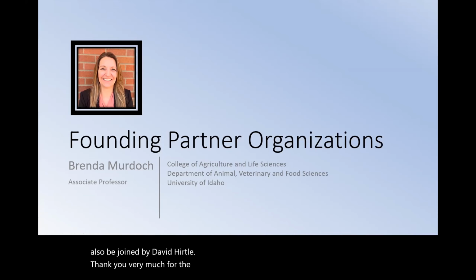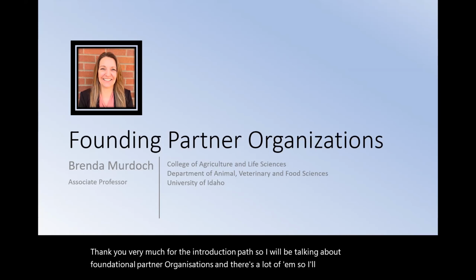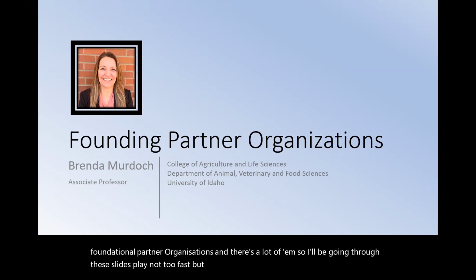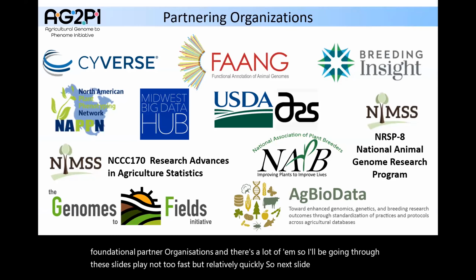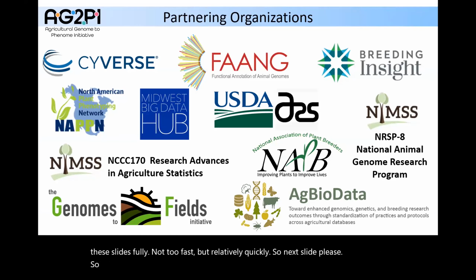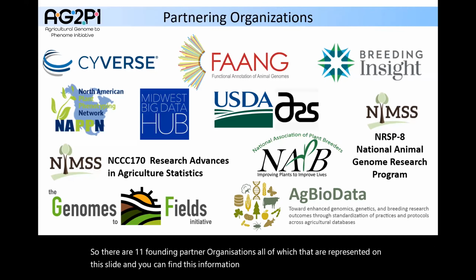So I will be talking about foundational partner organizations, and there's a lot of them, so I'll be going through these slides, hopefully not too fast, but relatively quickly. So next slide, please. There are 11 founding partner organizations, all of which are represented on this slide. You can find this information also on the AG2PI website.